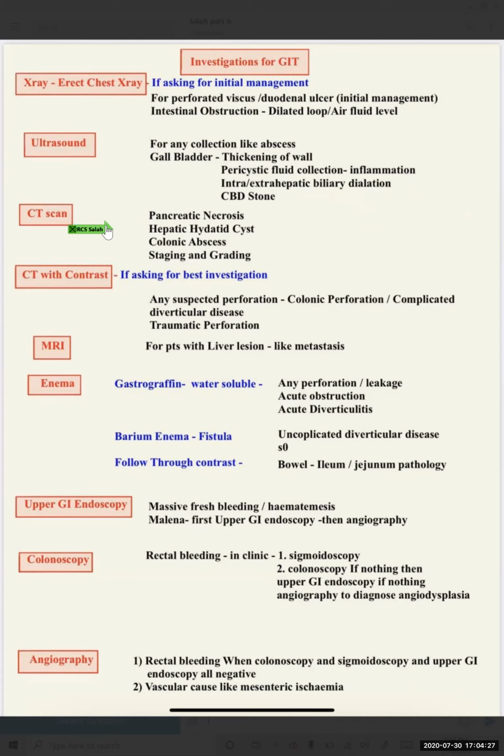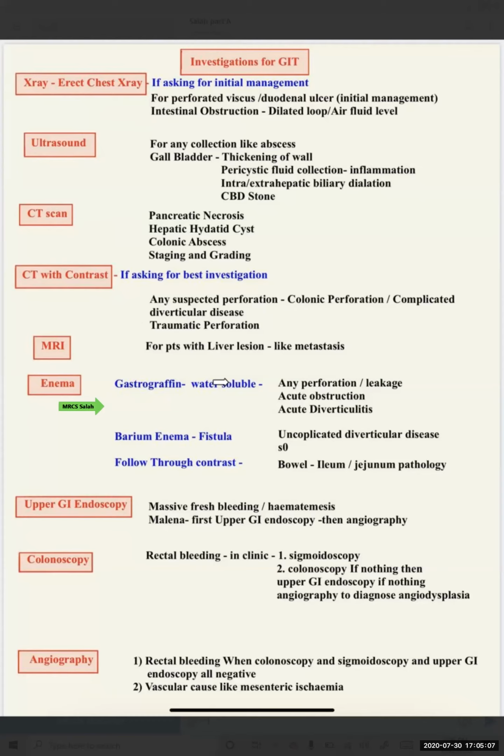For pancreatic necrosis, hydatid cyst, colonic abscess, staging and grading, you will go for CT scan. CT with contrast for trauma. Listen to me: CT with contrast for any perforation, any trauma. Like a patient with perforated viscus, the initial test is CT with contrast. Patient with intestinal obstruction, CT with contrast. Patient with trauma, RTA, CT with contrast. MRI for liver lesions, especially for mets.